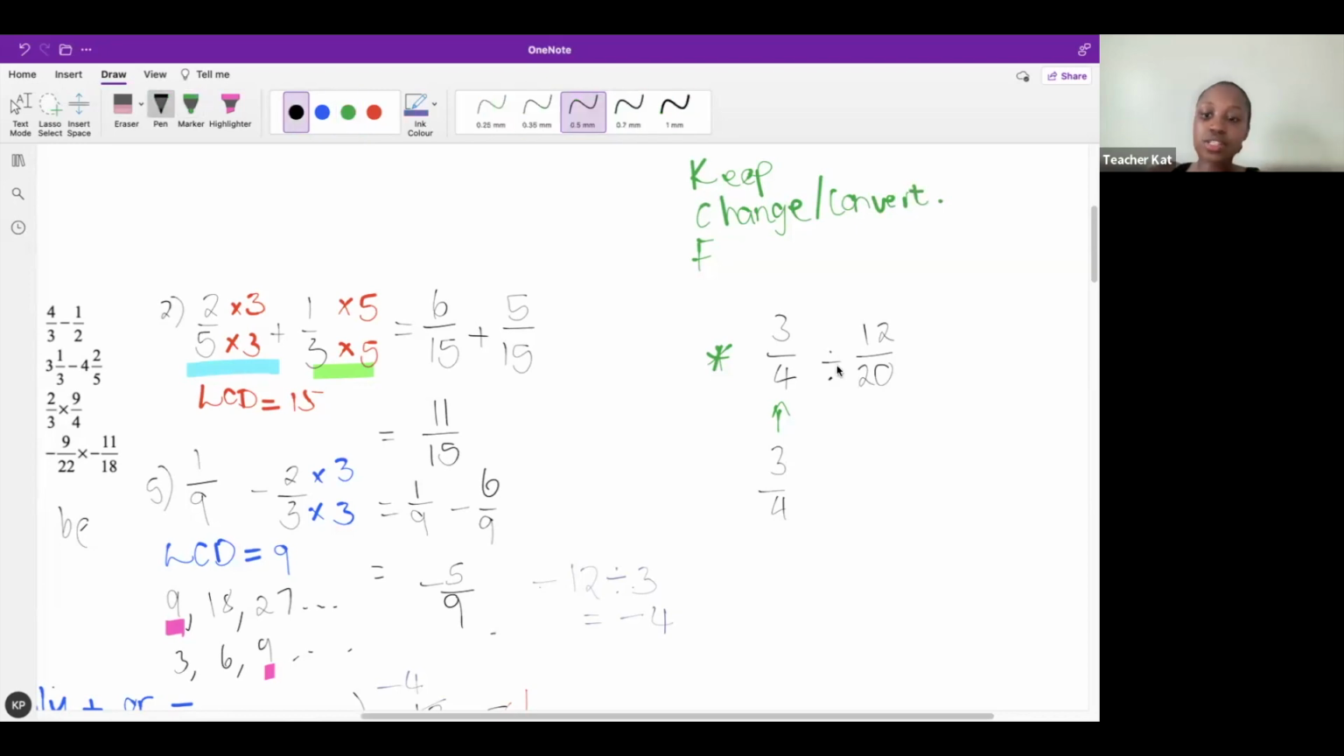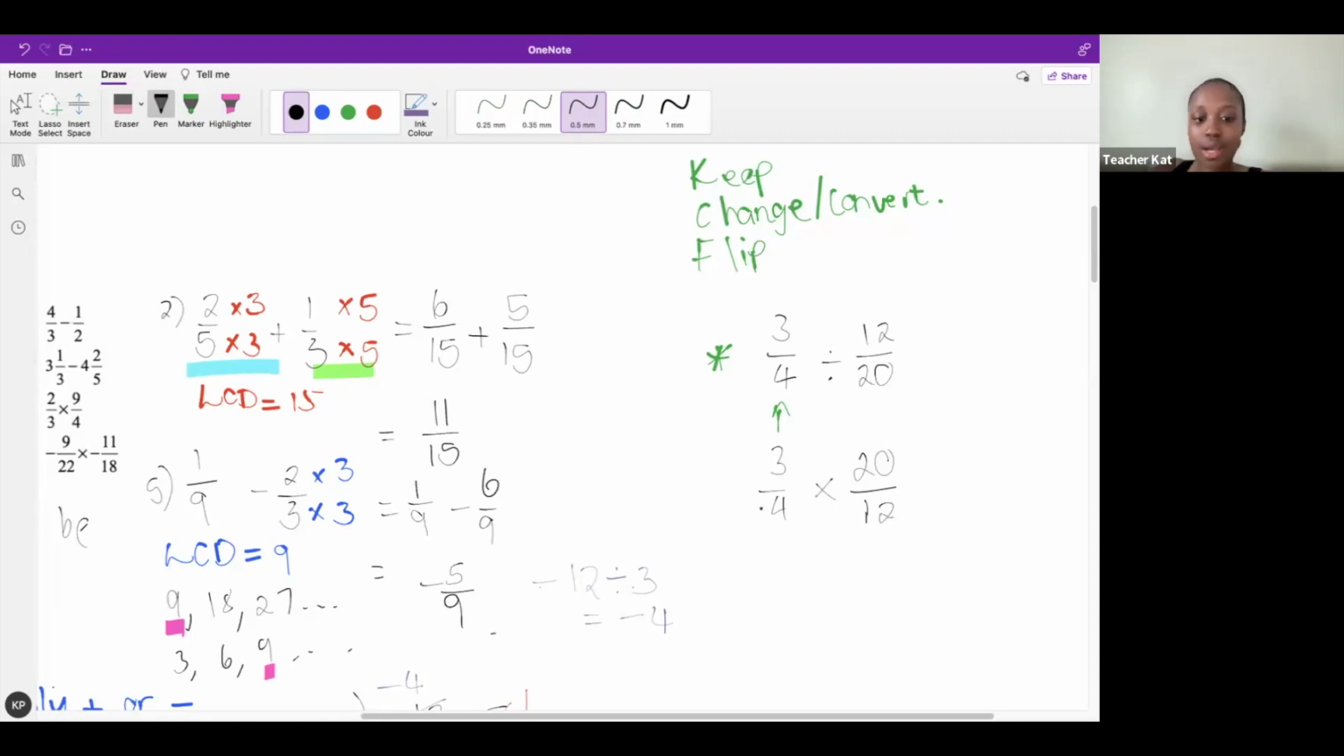Convert the division symbol to a multiplication symbol. Okay, then the last one stands for flip. Nice, Seth, flip. So we have to flip my last fraction the other way around. Then 20 becomes my new numerator and 12 becomes my new denominator. And now it just looks like a multiplication one, right?